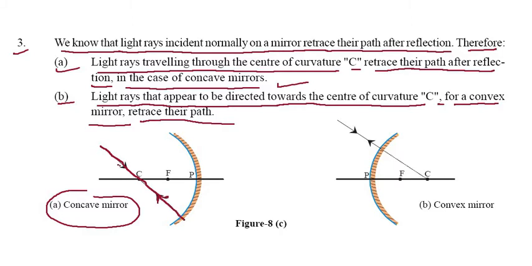In the convex mirror, the ray seems to be coming from the center of curvature, and after reflection it comes back along that same path. That is the pole, and this is for the convex mirror and this is for the concave.